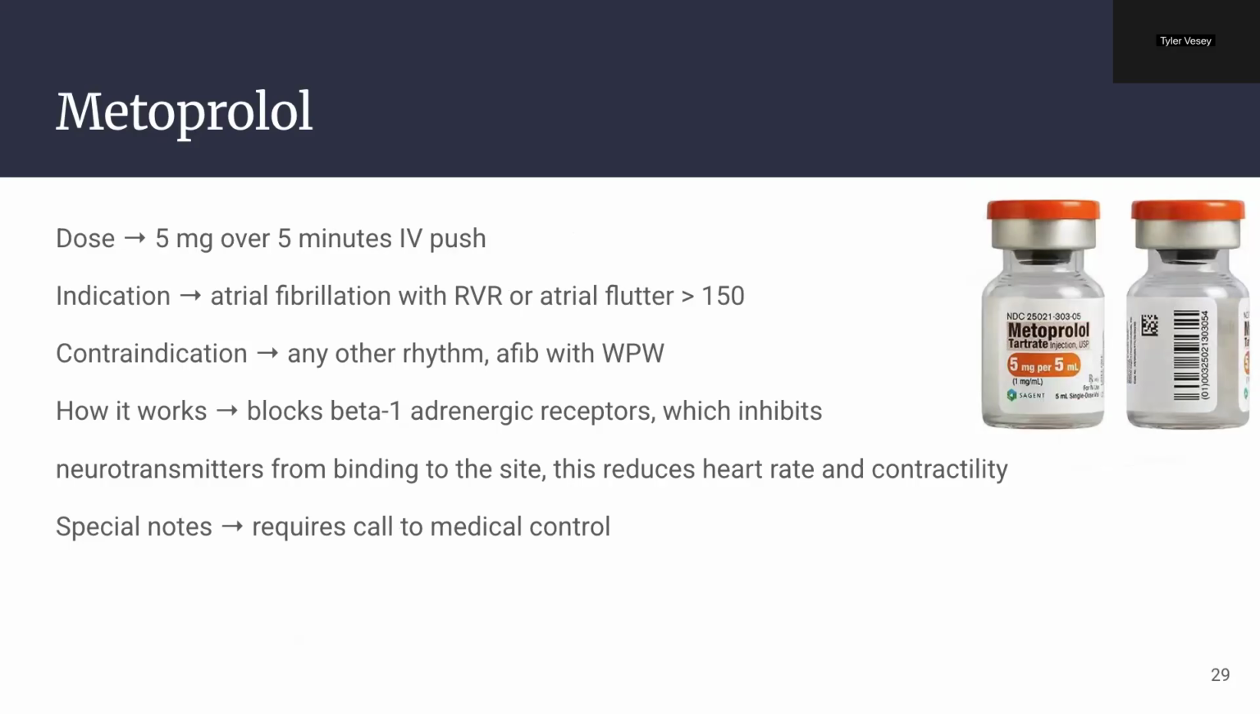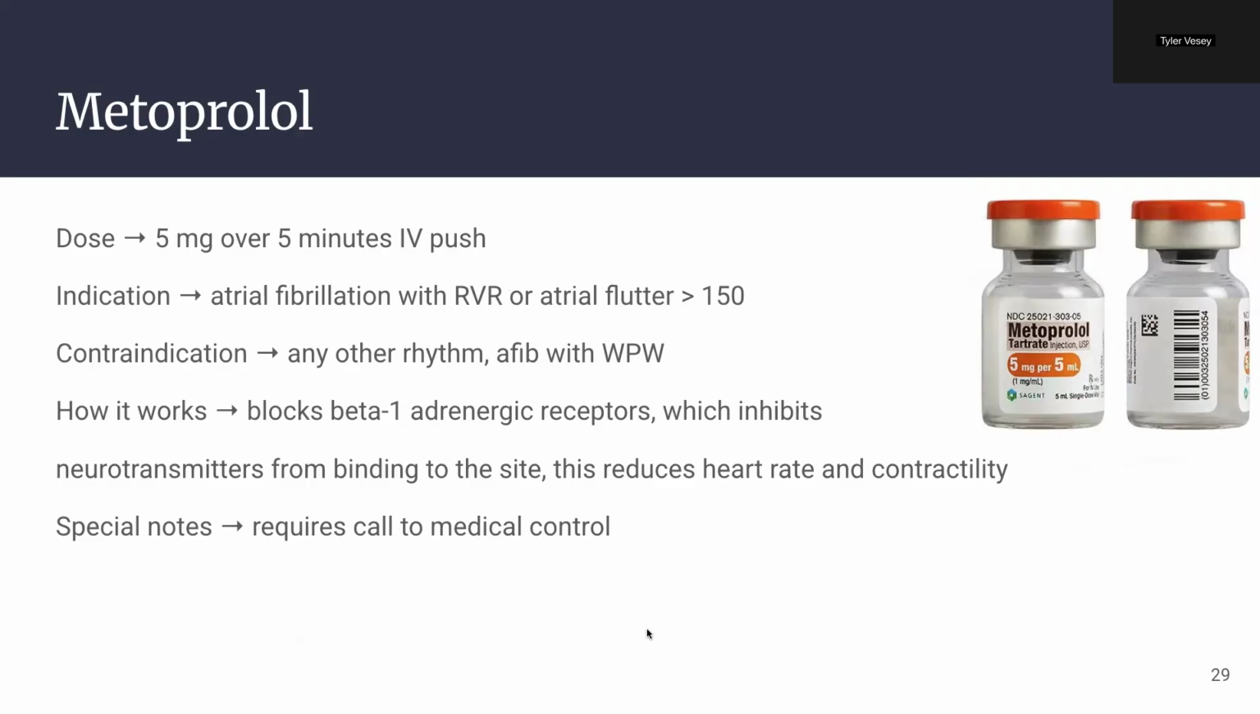Metoprolol: the dose is going to be 5 milligrams over 5 minutes. You might hear "5 and 5 over 5" thrown around. That's because it's 5 milligrams and 5 mLs, and it gets pushed over 5 minutes. Indication: AFib with RVR or flutter over 150.